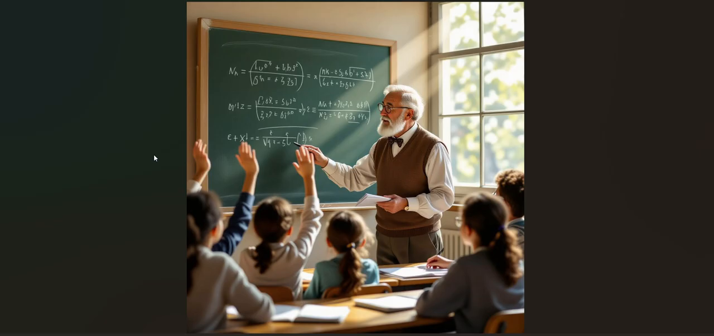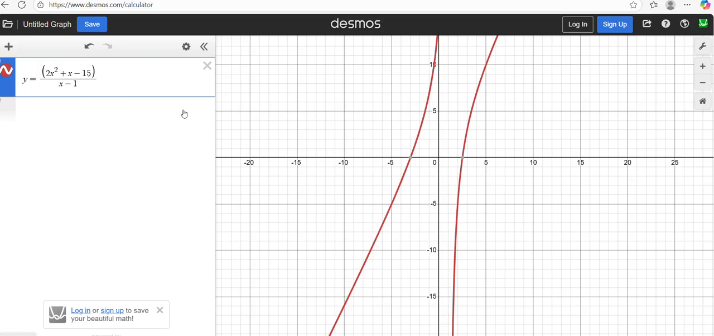We'll be building on what I taught yesterday about how to factor a trinomial and use that knowledge to graph a rational function or a rational equation. So let's take a look at our handy dandy Desmos graphing calculator here. So we have the function y equals 2x squared plus x minus 15 all divided by x minus 1.